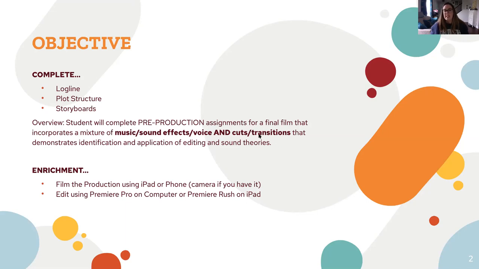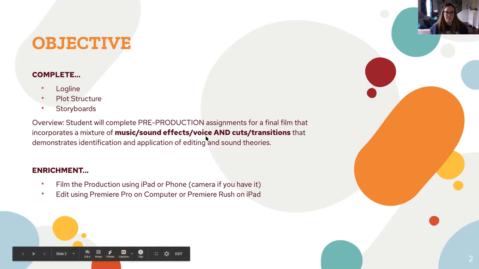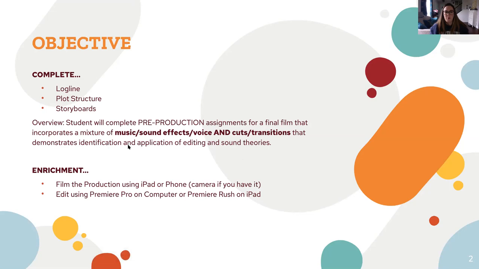So you should at least incorporate one of those kinds of cuts or transitions and make note of it in your storyboards, applying what you've learned about the different kinds of cuts and transitions. And then I should be able to identify in your storyboards the use of those three things, as well as cuts and/or transitions, so that you're applying the editing and sound theories that we learned about.